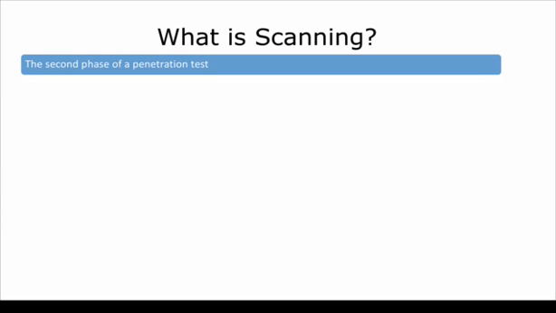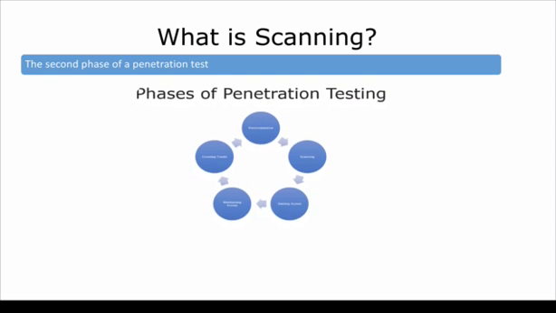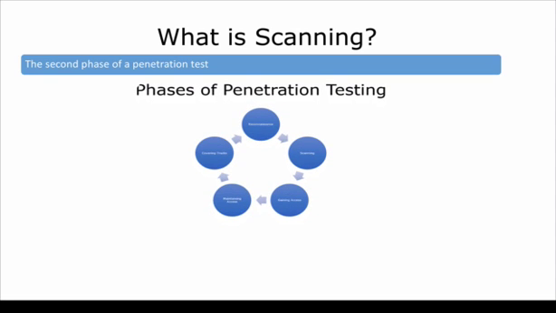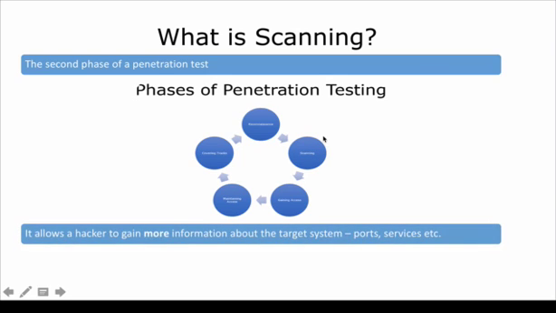Well, scanning is the second phase of a penetration test. If you recall the phases of a penetration test, you will remember that we start with reconnaissance and then move on to scanning. So we did the reconnaissance during the footprinting module, and now we're moving into the scanning module. But what is scanning all about? Well, it allows a hacker to gain more information about the target system.